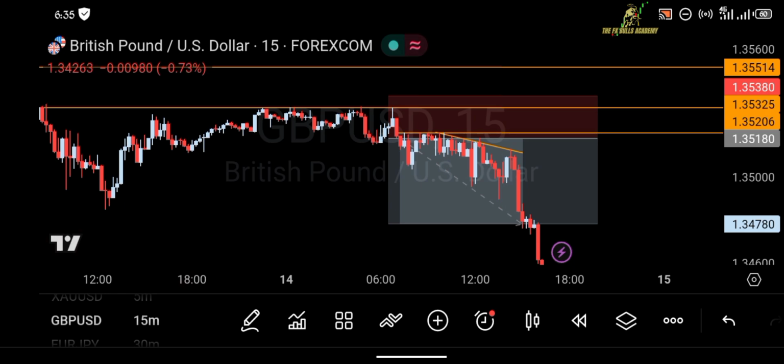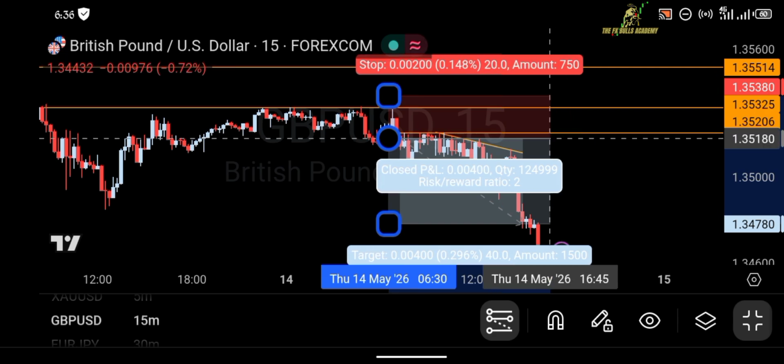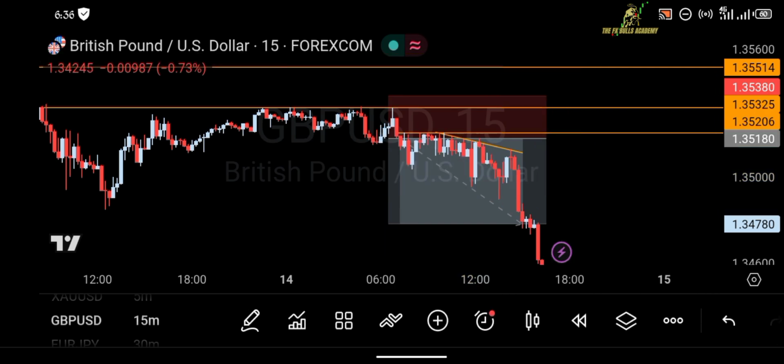Actually, the reason I'm making this video is just for me to document this trade, because this is one of the trades that I will need to keep up to, so that I can be able to get well in my trading and become profitable.